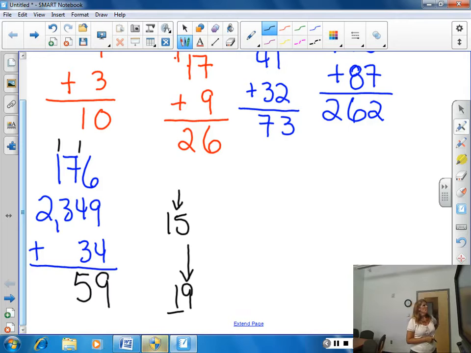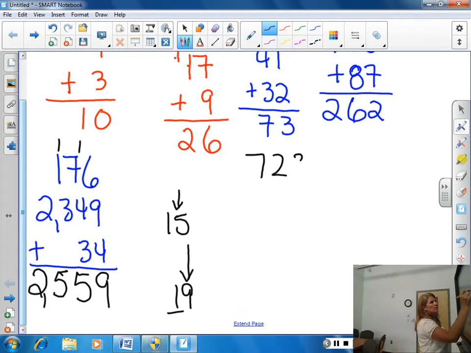Now I'm going to add these. 3, 1, and 1 is 5. Nothing to carry here because I got 5. I didn't get 15, so nothing to carry. And then bring the 2 down. So my answer is 2,559. Remember, you're carrying the tens, you don't carry the ones. Let's do one more. Of course, what you should be doing is pausing the video and trying these on your own.